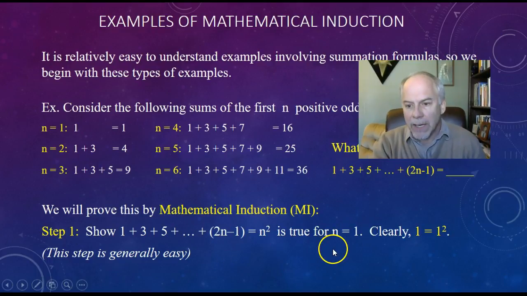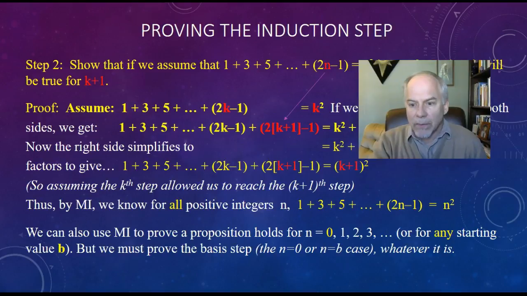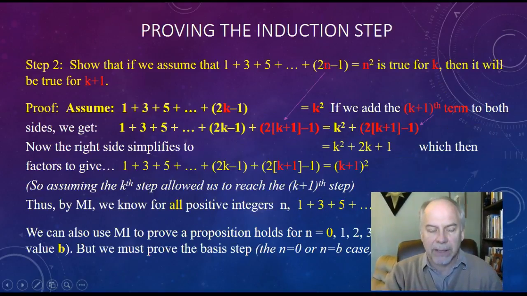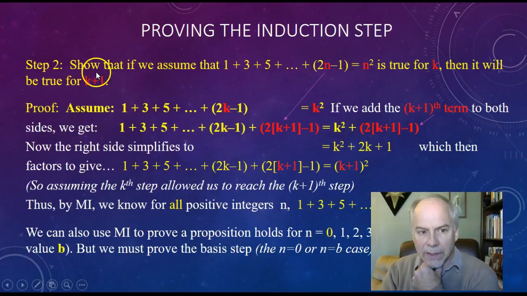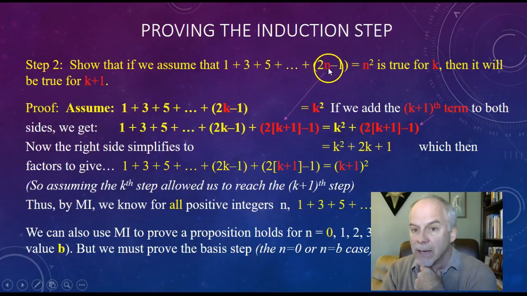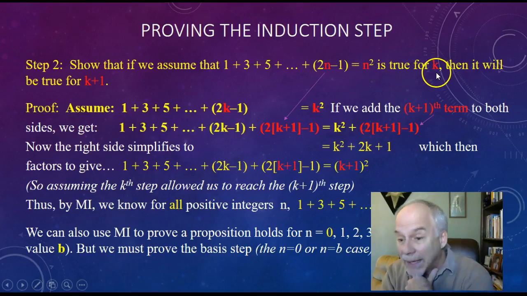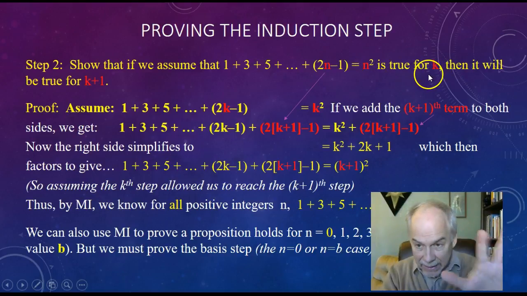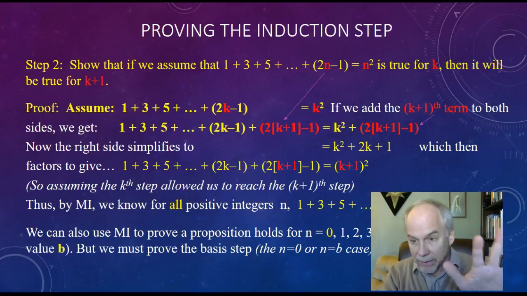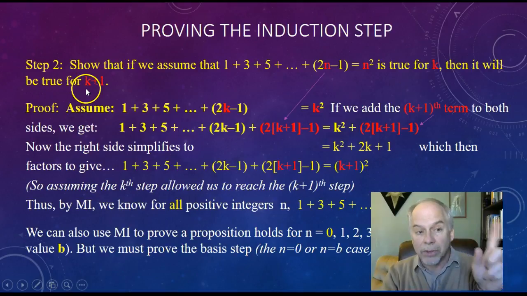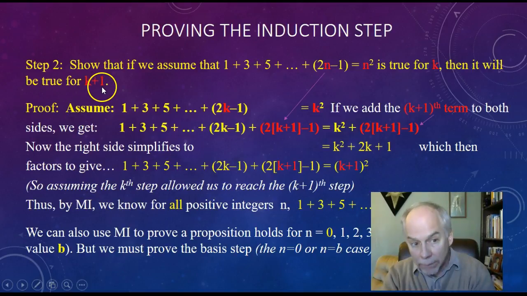All right, moving on. Step 2 of this process says, show that if we assume that 1 plus 3 plus 5 plus dot dot dot all the way to 2n minus 1 equals n squared is true for k, in other words, we plug k in there, and that'll be our inductive assumption or hypothesis, then it'll also work for k plus 1.